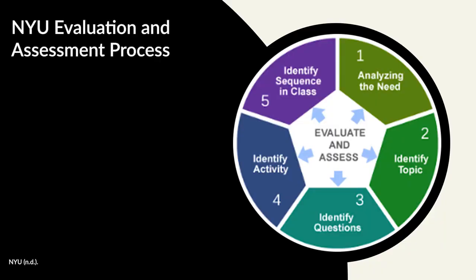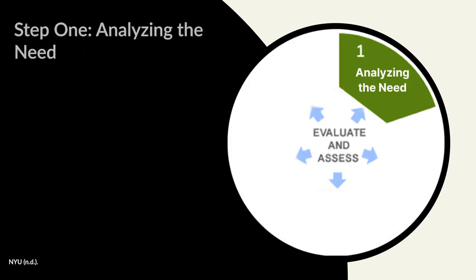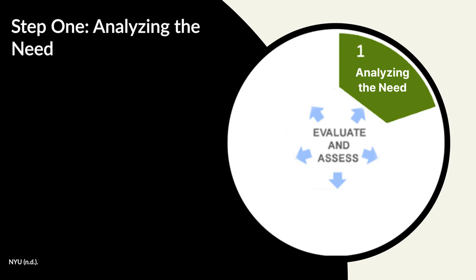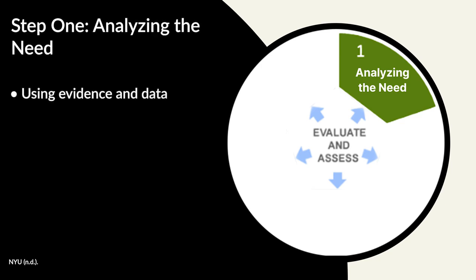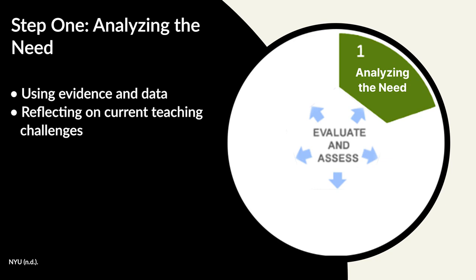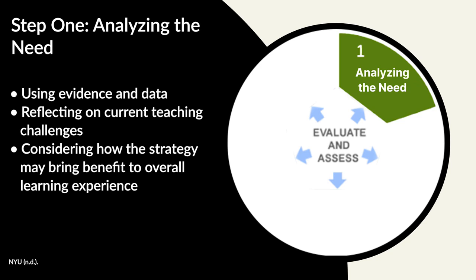Consider this New York University 5-step graphic outlining an evaluation and assessment process to support the selection of active learning strategies. Step 1 is about assessing the overall need, using evidence and data to learn as much as possible about your learners. For example, someone new to the topic versus someone more advanced. This assessment may also include reflecting on any current teaching challenges, like teaching in a Zoom classroom, and then considering how the strategy may bring benefit to the overall learning experience.